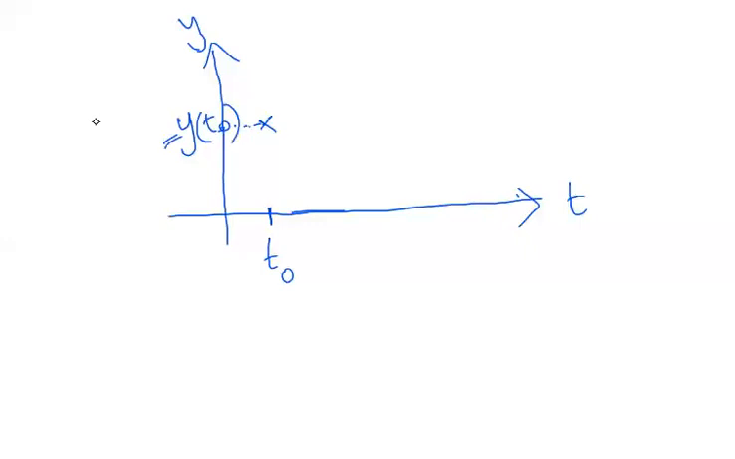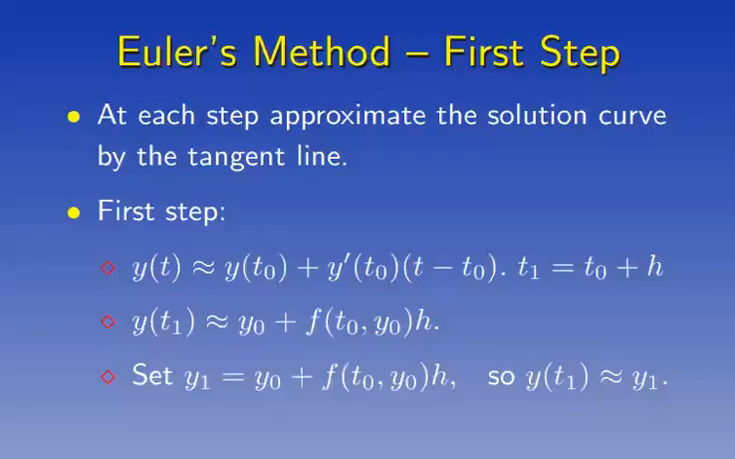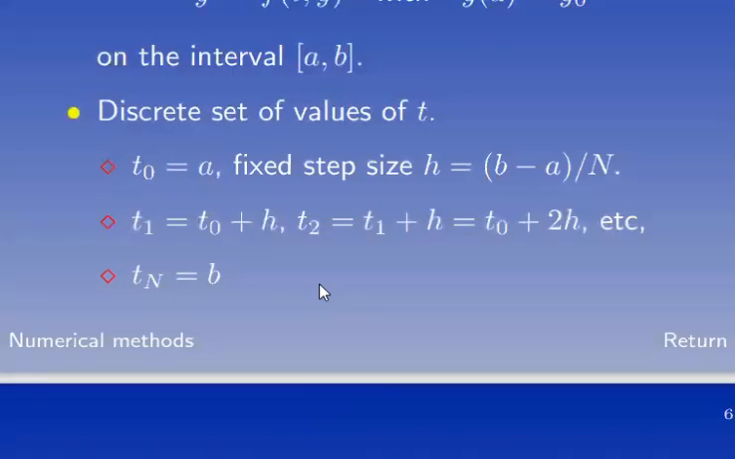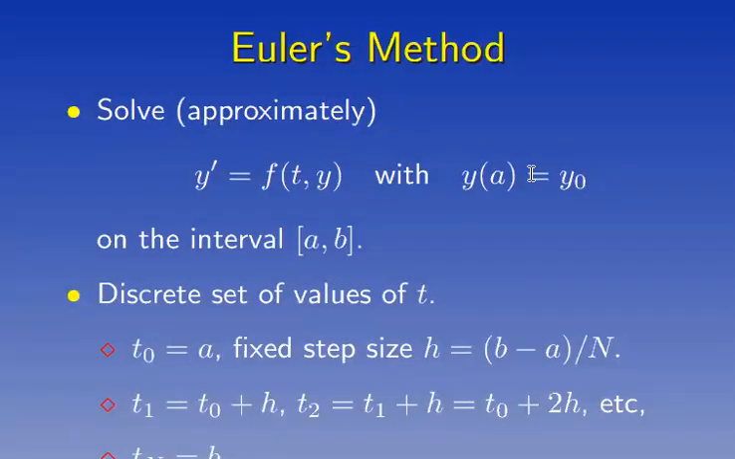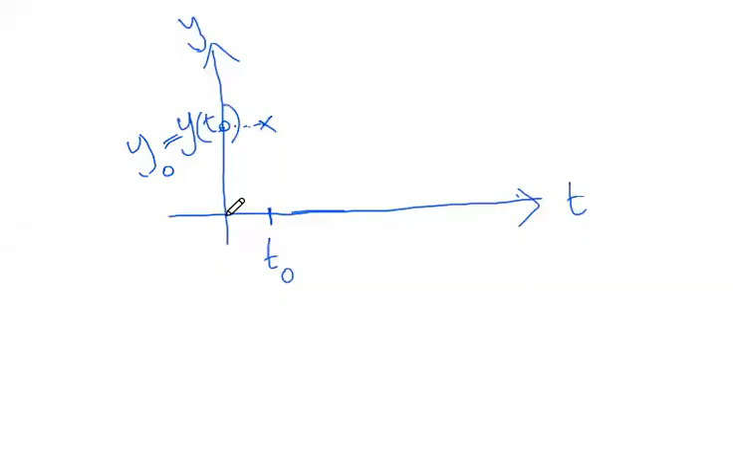Or we just say (t naught, y sub 0). So y sub 0 is y of t naught. Let's name this: this is the left end. We are interested in obtaining the solution in this interval. So a is the left end, and this is the right end.